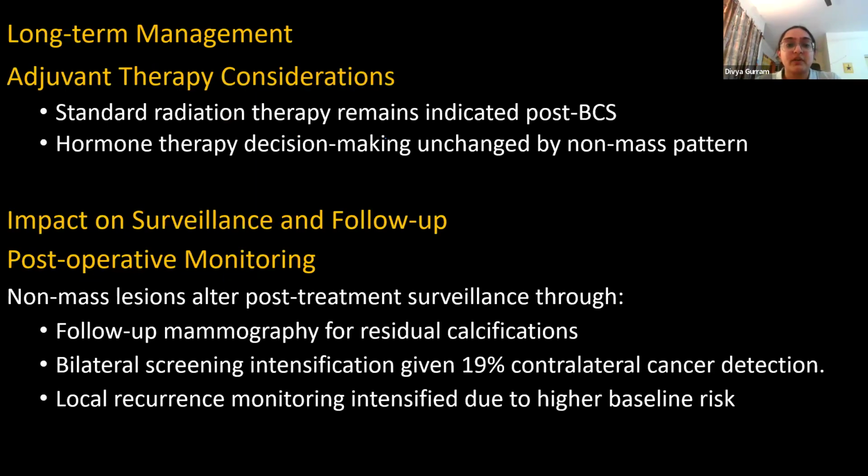And coming to long-term management when it comes to non-mass lesions. For adjuvant therapy considerations, not much alteration is required. The standard radiation therapy remains as indicated post-breast conserving therapy. And the hormonal therapy decisions, again, also remain unchanged by the non-mass pattern. But non-mass lesions have a bearing on surveillance and follow-up, especially when we're talking about post-operative monitoring in the form of mammography. So follow-up mammographies for residual calcifications are always indicated, and bilateral screening intensification should be considered, because almost 19% of cases can show contralateral cancer detection, as shown by a study done in England. And local recurrence monitoring should also be intensified because it has a higher baseline risk.